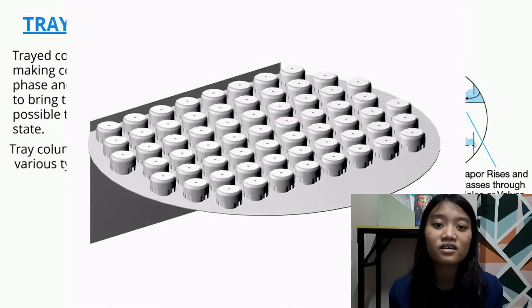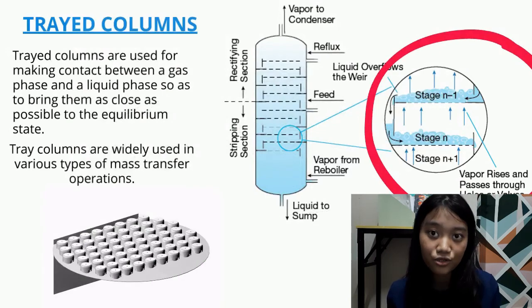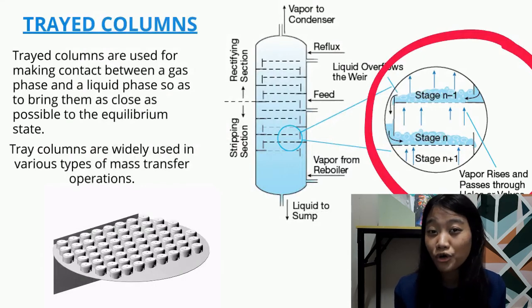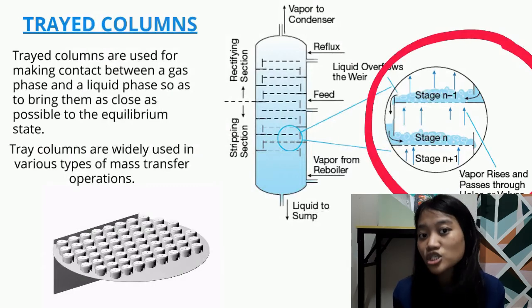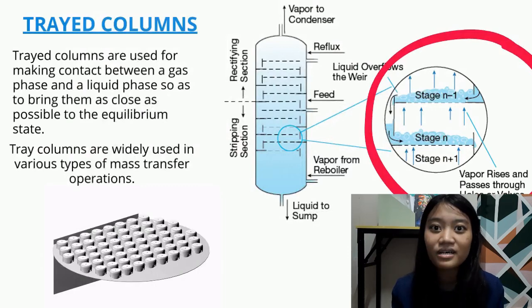So in tray columns, the trays are arranged one above the other, and liquid flows downwards. The feed material, which is to be separated into fractions, is introduced at one or more points along the column between the liquid and the vapor phases, between the stripping section and the enriching section. So the liquid runs down the column, cascading from tray to tray. That's why it's called a tray column, while the vapor goes up the column, contacting the liquid at each tray.